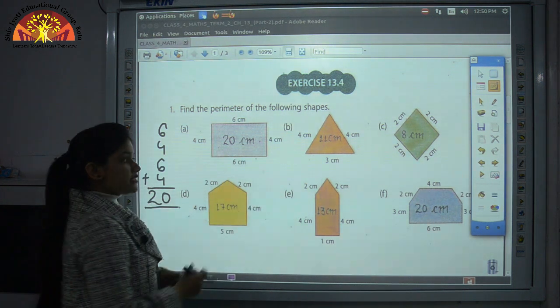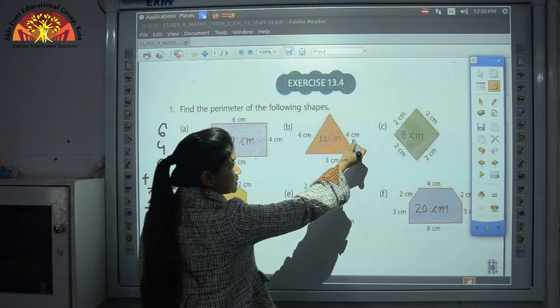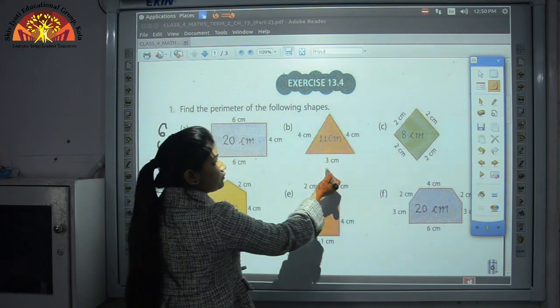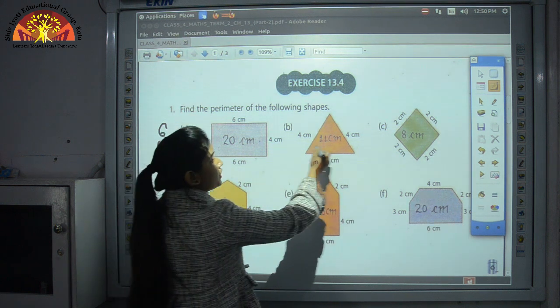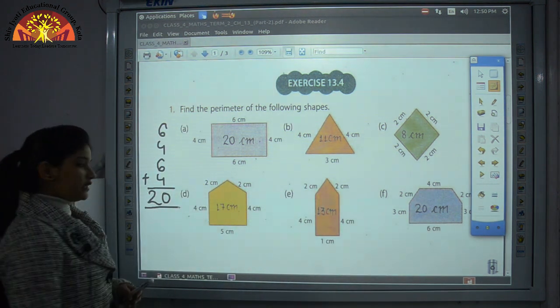Is it clear, students? In this way you can find the perimeter of this shape also. 4 plus 4 will be 8 and 8 plus 3 is 11. So here you have to write 11 centimeter. Simple. Now we'll take the next question.